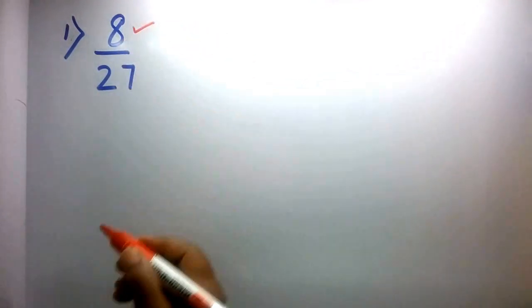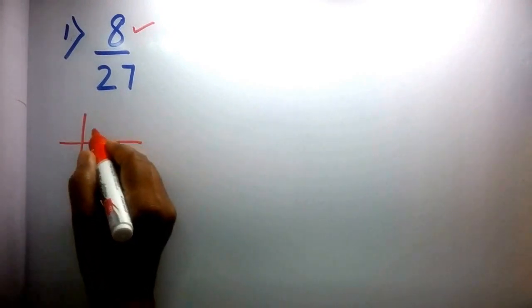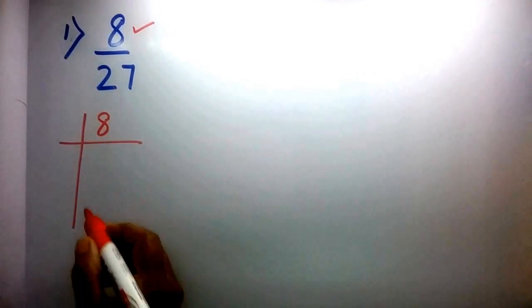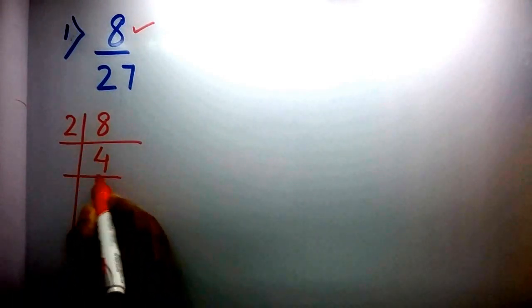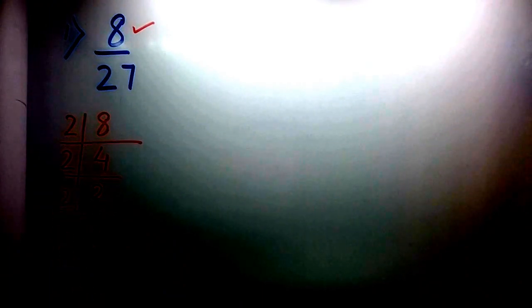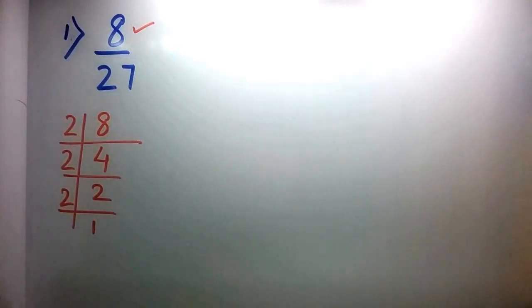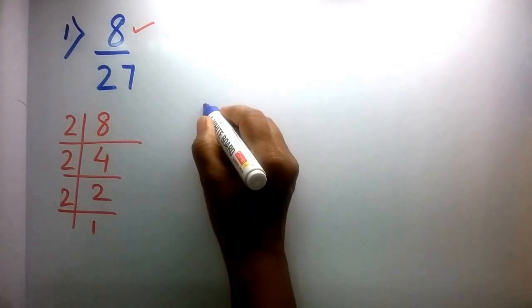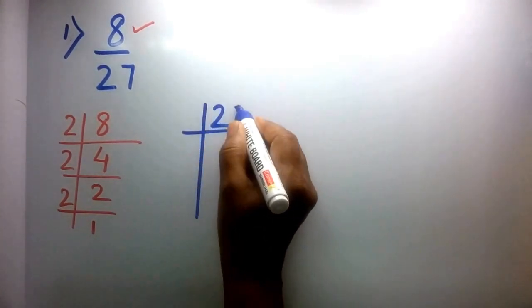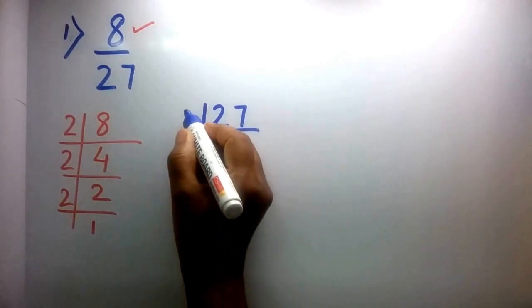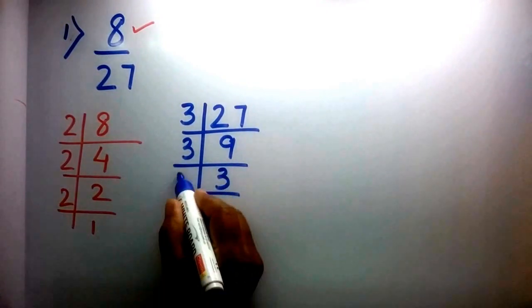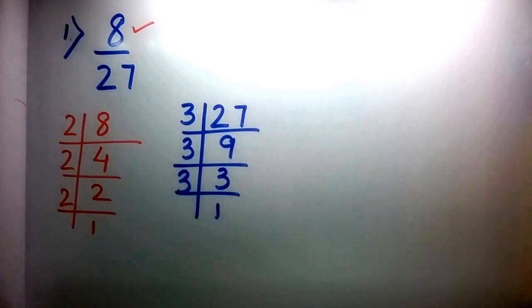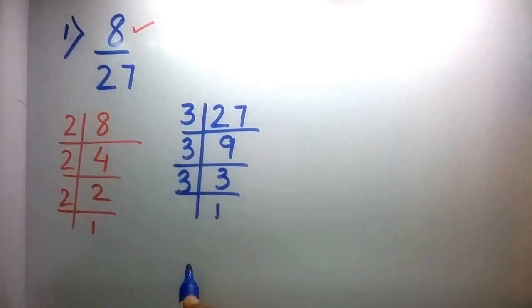Let's start from 8. Even if you don't factorize here, you still know it is 3 twos. 2 fours are 8, 2 twos are 4 and 2 ones are 2. Altogether 3 twos are there in 8. The next one is 27. Same thing with 27, it goes by the 3 table. 3 nines are 27, 3 threes are 9 and 3 ones are 3. That's very simple, so I have not explained it in detail.